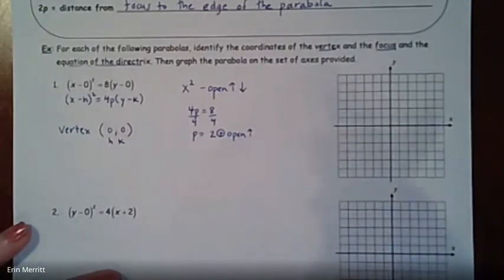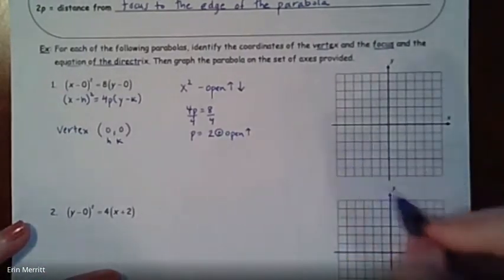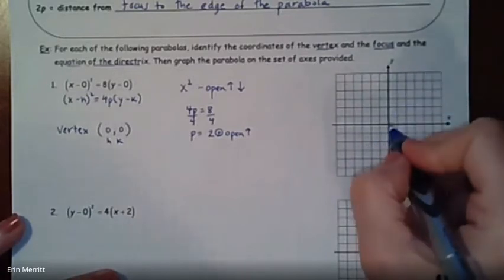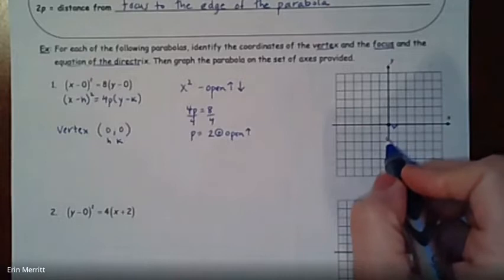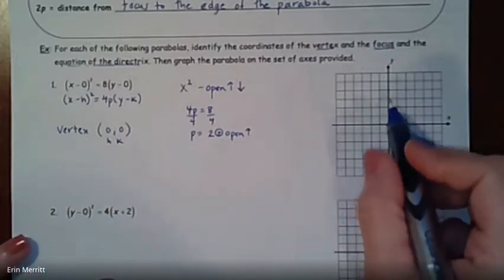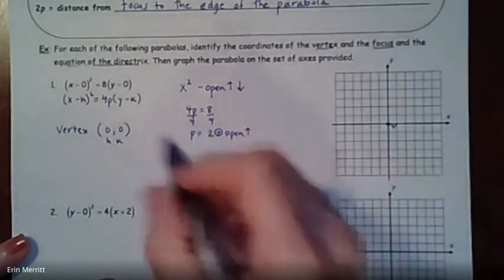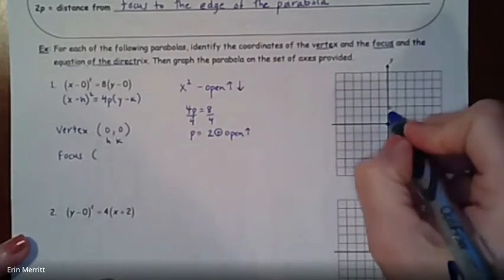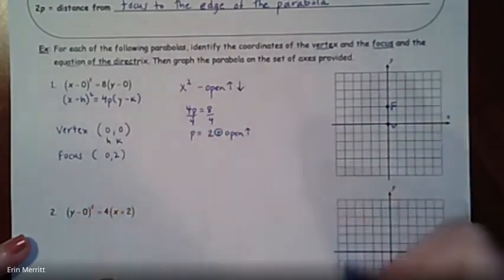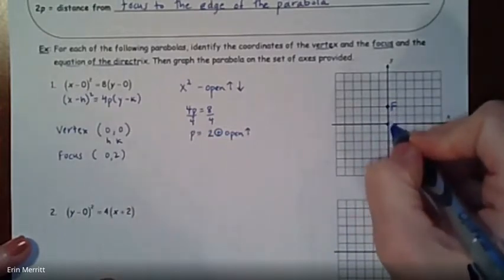All right, why does that mean something to me? Well, come on over to the graph. If the vertex is at (0, 0), so there's my vertex, that means that the focus is literally going to be 2 units above that. So my focus, if I go 2 units above that, is right here at the point (0, 2). Right? Because there's that little p distance right there.